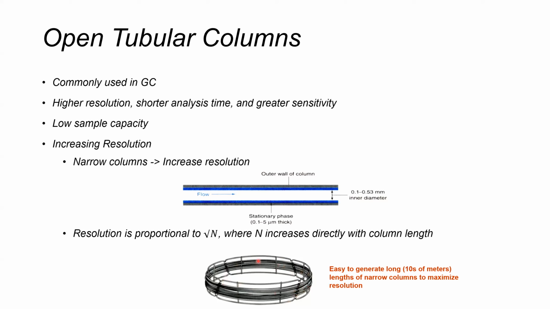So this is just kind of what a column looks like. It's just a big coil of very narrow tubes, which are lined with some sort of polymer usually, or it could be carbon, could be silica. It just depends on what your analytes are going to be.